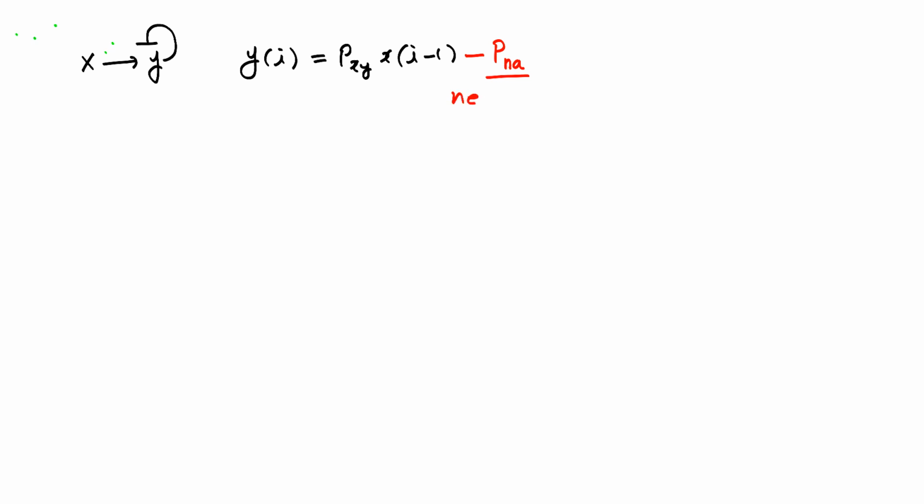Now I want to start talking about negative autoregulation. So we have the X gene activating the Y gene, and Y is inhibiting itself. So Y protein is a transcription inhibitor. Let me write the difference equation for this. So y of i is equal to P sub xy times x of i minus 1. And now we have this term, minus P sub Na, where Na stands for negative autoregulation, times the y of i minus 1 term here, plus P sub y y of i minus 1.